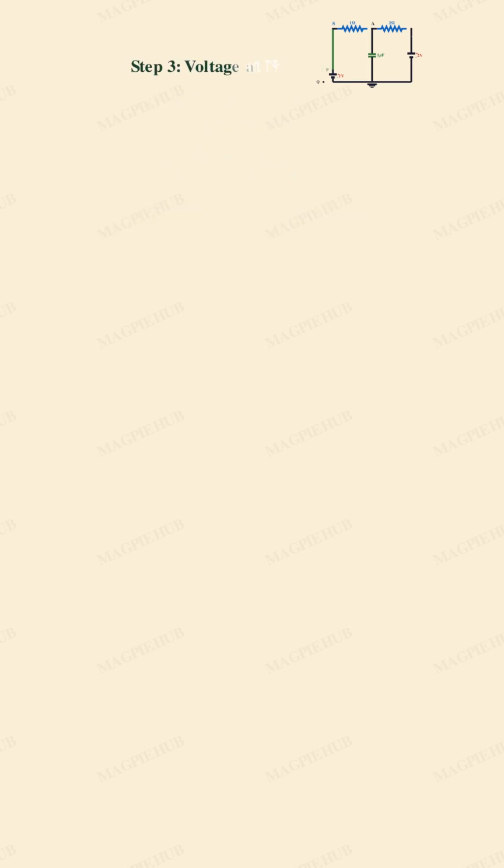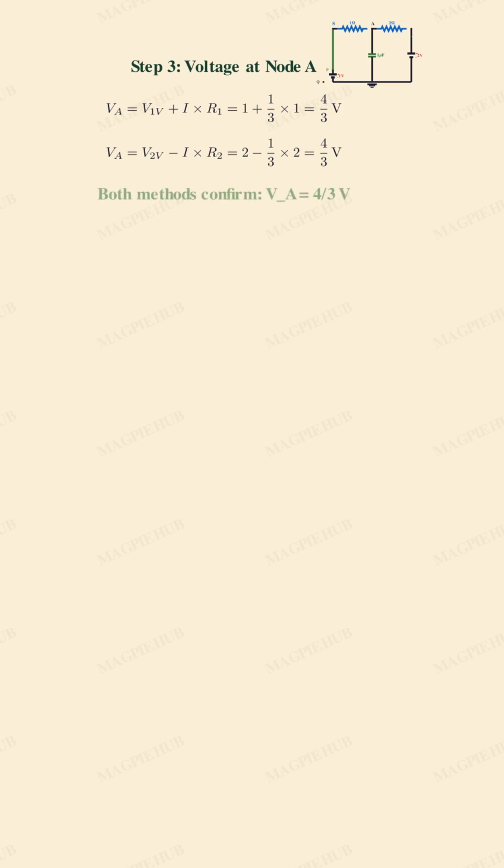Step 3. Find the voltage at node A. Starting from the 1 volt battery side, voltage V at A equals 1 volt plus current I times resistance R1, which is 1 plus 1/3 times 1, giving 4/3 volts. We can verify from the 2 volt side, V at A equals 2 minus 1/3 times 2, which also gives 4/3 volts. Both methods agree.